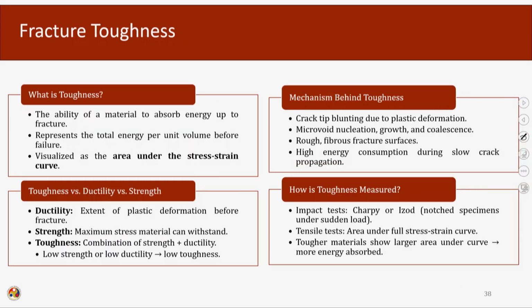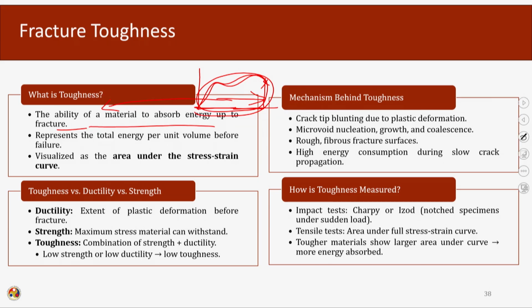Toughness. We talked about yield strength, now we are looking into toughness, the fracture toughness. What is toughness? Toughness is the ability of a material to absorb energy up to fracture, meaning the area under this curve gives an estimate of the total amount of absorbed energy. The larger this area, the greater the toughness. It represents the total energy per unit volume before failure.